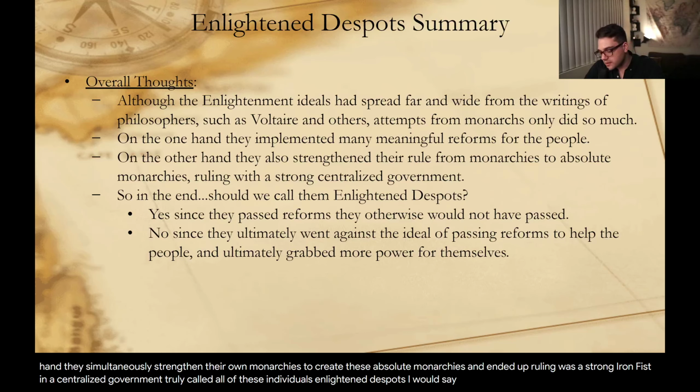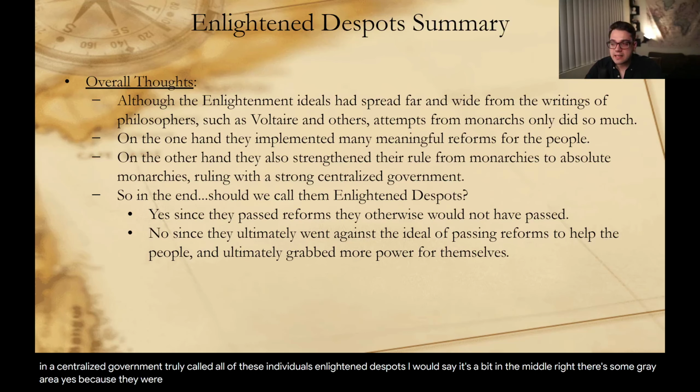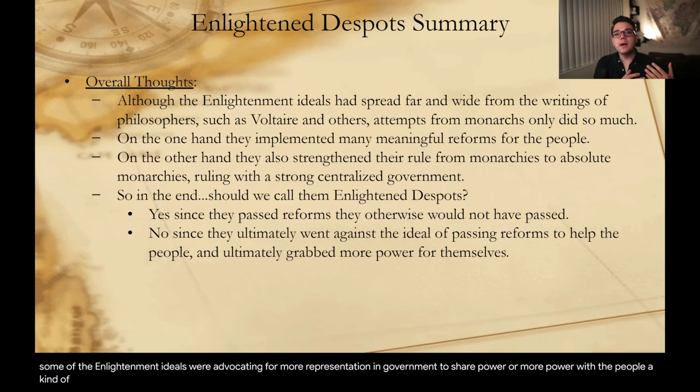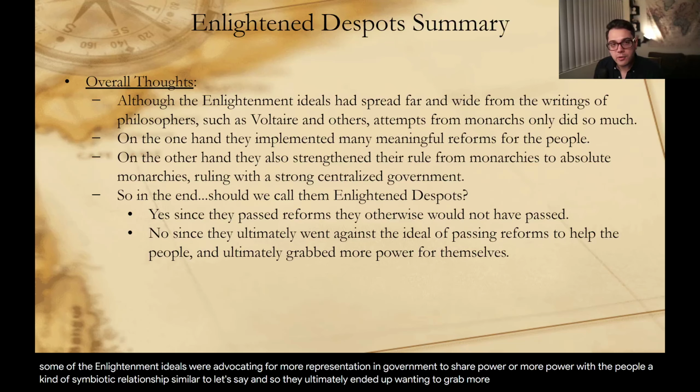I would say it's a bit in the middle, right? There's some gray area. Yes, because they were passing a lot of meaningful legislation that they probably would not have passed otherwise. But no, because some of the Enlightenment ideals were advocating for more representation in government, to share power or more power with the people. A kind of symbiotic relationship similar to, let's say, a constitutional monarchy. And so they ultimately ended up wanting to grab more power for themselves.